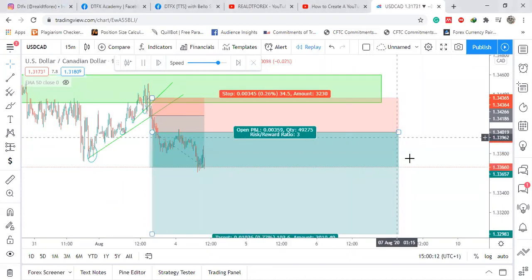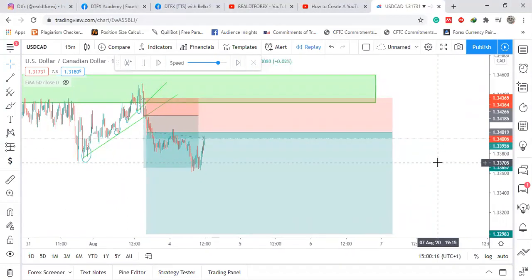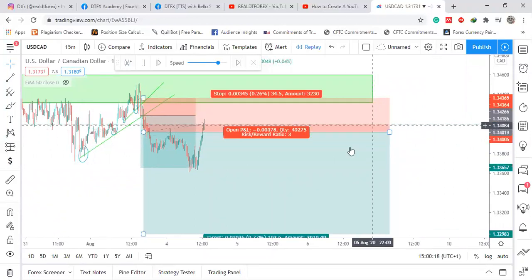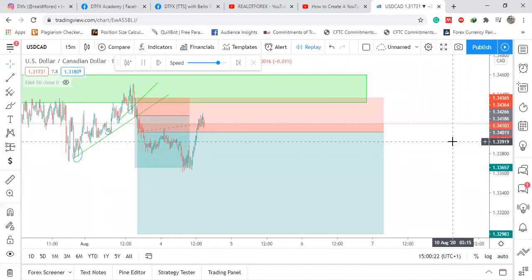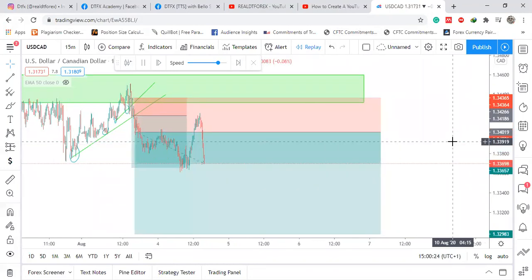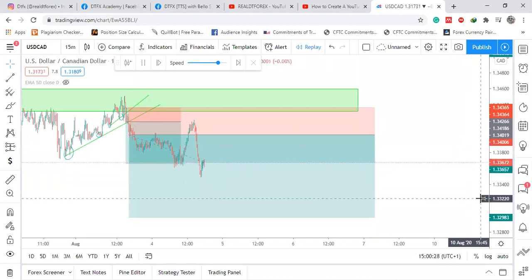Okay, so the other guy is having drawdown already. He's going against him to see what will happen. Okay, eventually it's coming back down. Let's see, maybe it will hit his take profits.